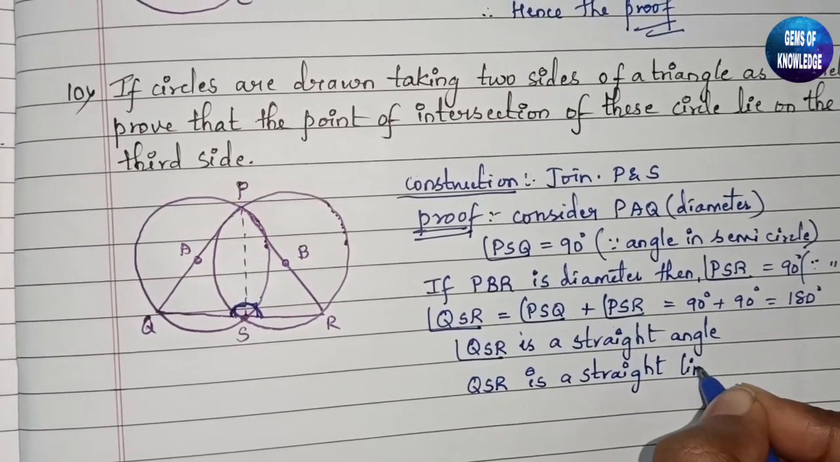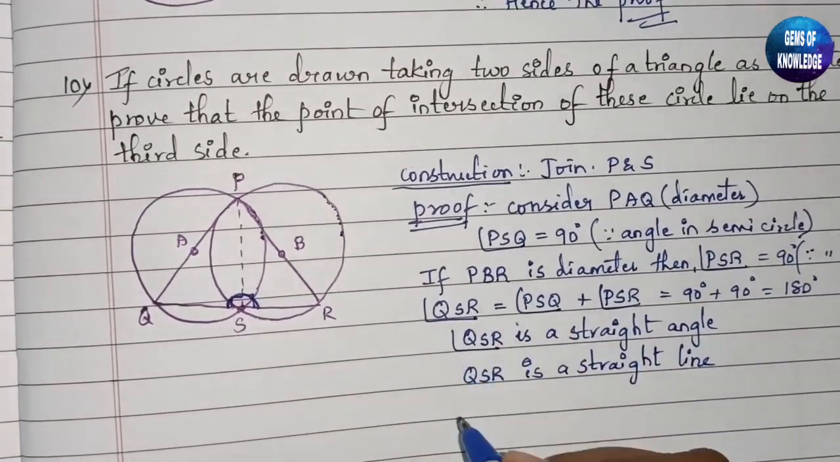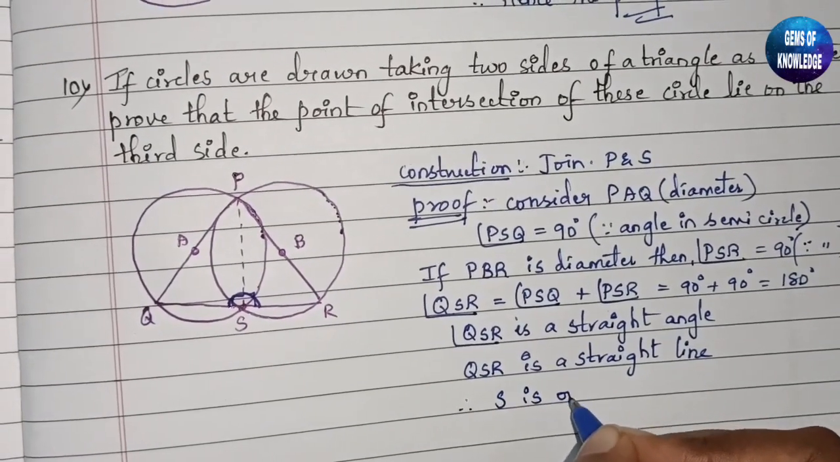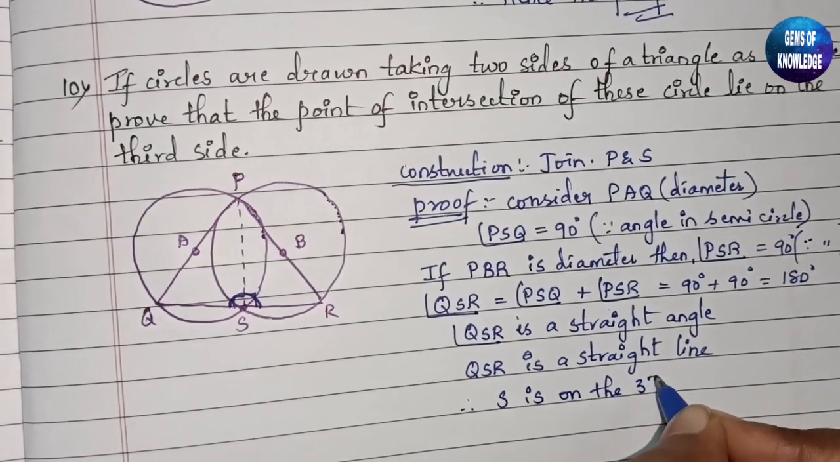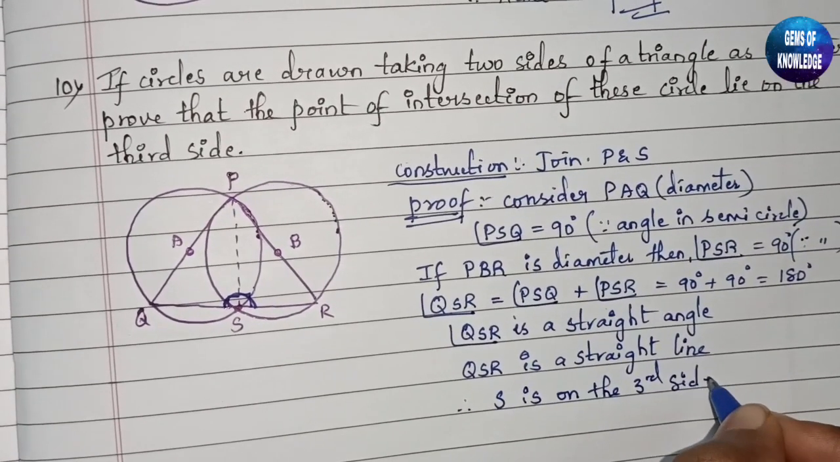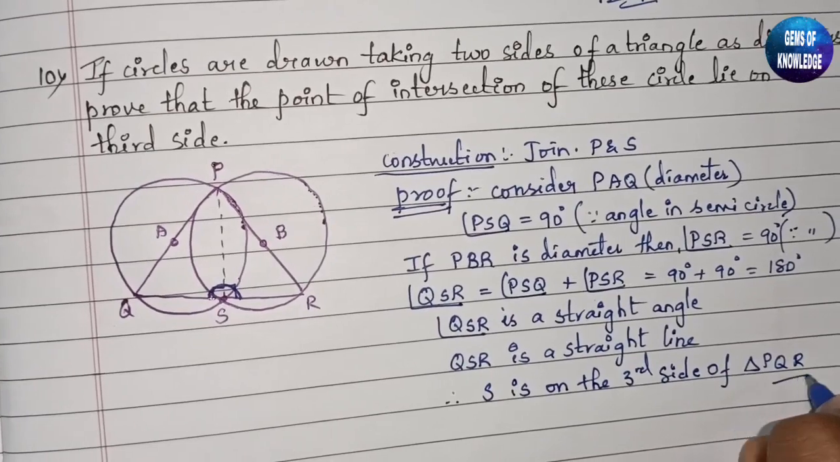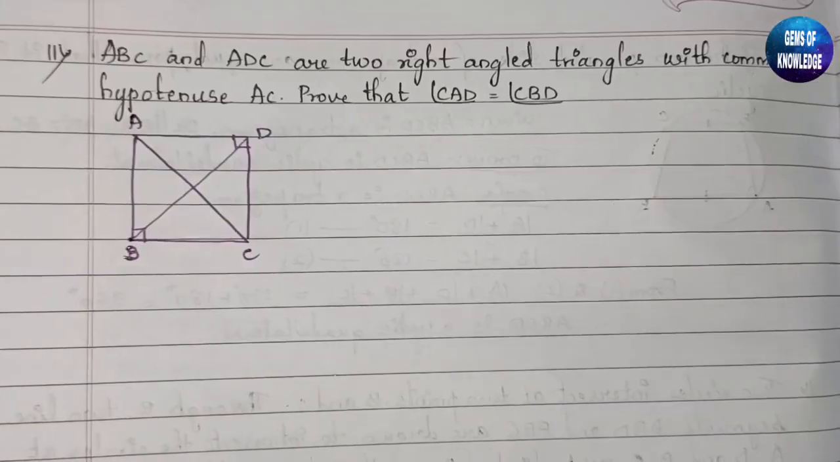Okay, this is a straight line, therefore we can say that point S is on the third side of triangle PQR.